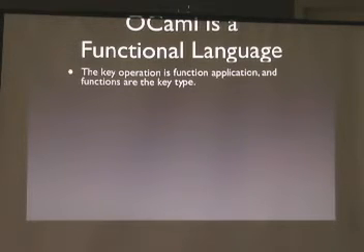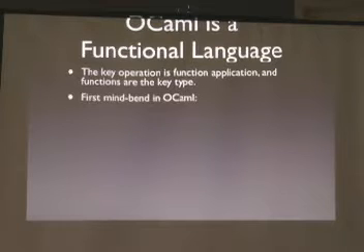And because function application is the key operation, functions are the key type. So you think in terms of functions and in terms of types that go into functions. You don't think in terms of series of instructions, which is key behind the imperative structure that drives Ruby, Java, and basically every other language used in business.